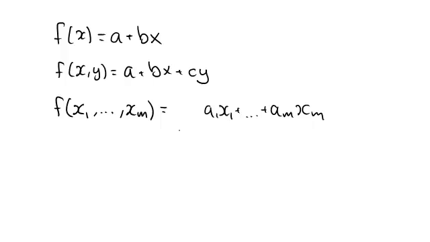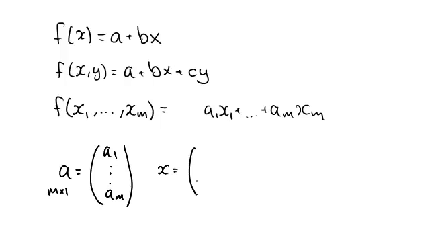Considering the equation on the right hand side, we see that this is precisely the dot product of two vectors a and x. Specifically, if I write a as a column vector with a1 through am like this, such that it becomes m by 1, and I do the same thing for x, it's x1 through xm, also m times 1, then the right hand side of this equation is the dot product of a and x.